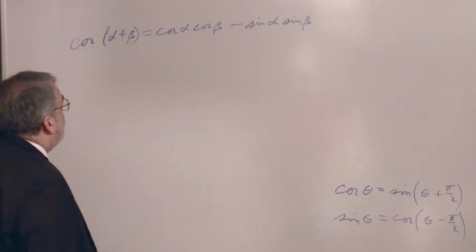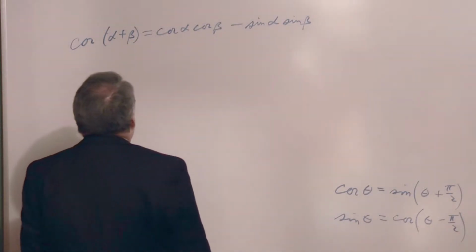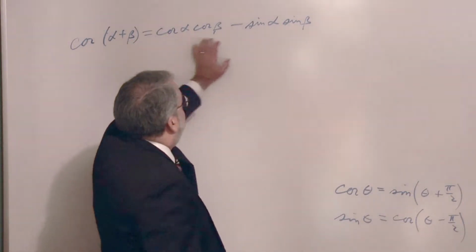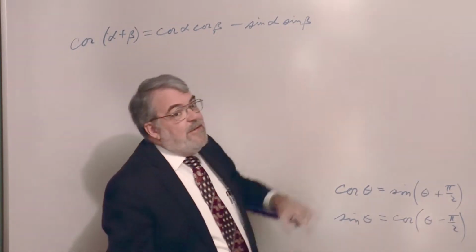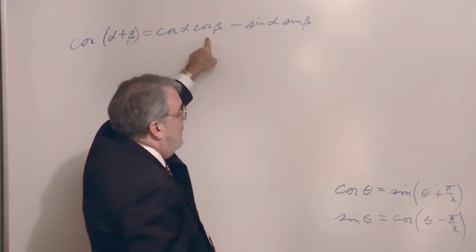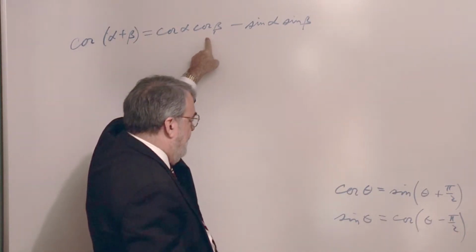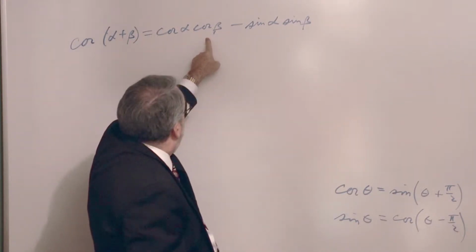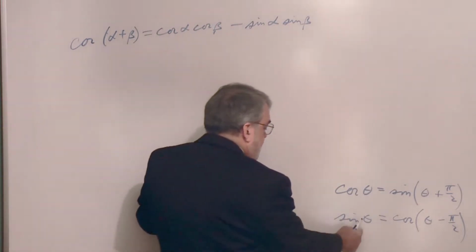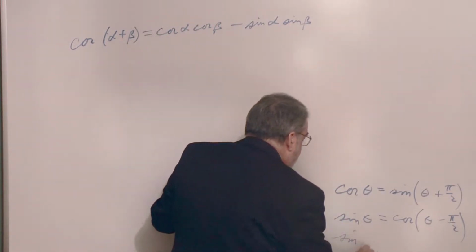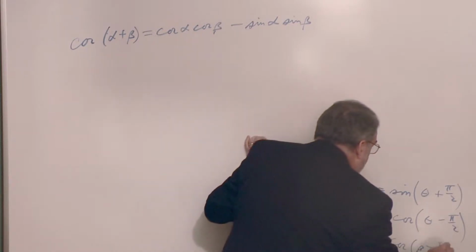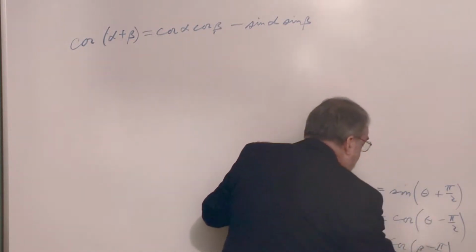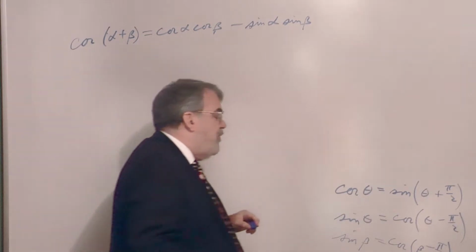So in thinking about this, I'm going to keep alpha the same, and I want to change cosine beta and sine beta. I want to turn this into a sine. Now to do that, the sine of beta would be the cosine of beta minus pi over 2. All right, so that's my trick here.